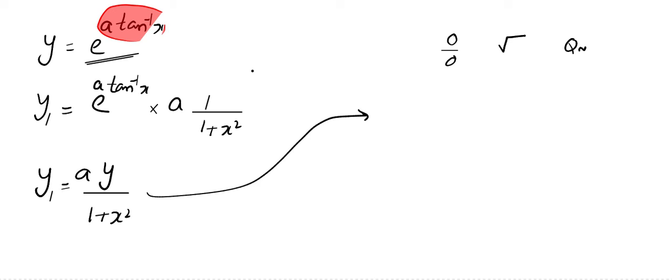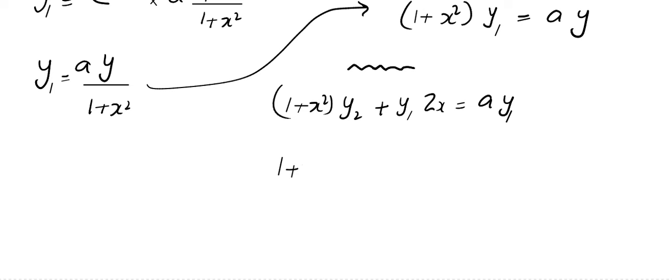I see another enemy, that is fraction. So we get 1 plus x square into y1 is equal to a into y. Now we don't have fraction, we don't have square root, we don't have the given question as such. So we are ready for the next derivative. So in the exam you can write differentiating throughout with respect to x. We get 1 plus x square into y2 plus y1 into 2x is equal to a into y1. That's it, done. That is pretty easy.